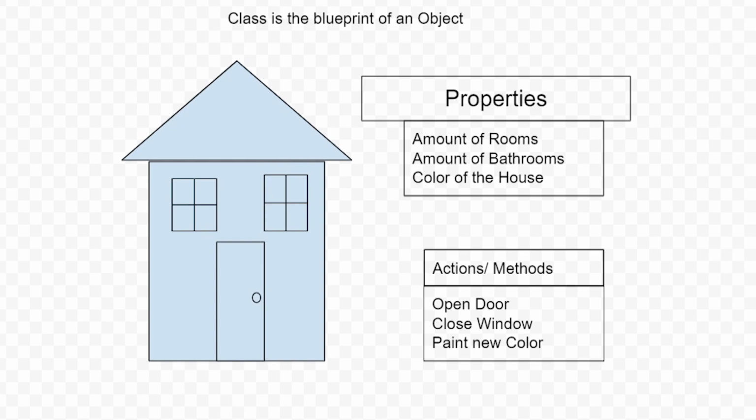A class is a blueprint of an object, and a class contains properties about the object. So in this case, the object is the house. You guys can see the windows, you guys can see the doors, and on a deeper level, these properties describe the amount of rooms, the amount of bathrooms, the color of the house. And a class contains functions that are called methods when you create the object, which in this case is a house. You can use it to open up the door, close the window, and even paint a new color. That's cool. So now we're going to see in Kotlin how to create this blueprint.